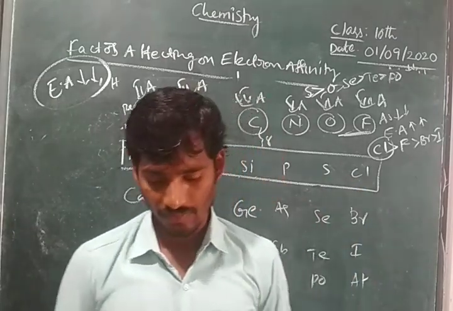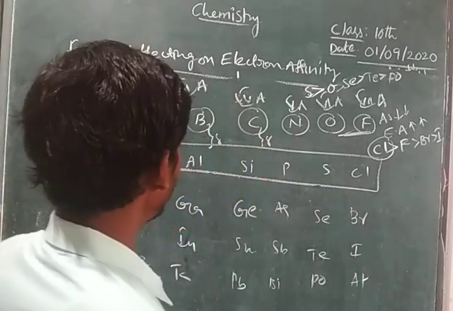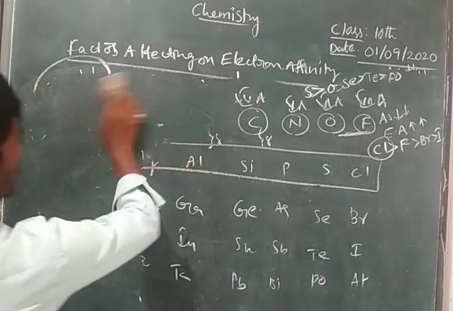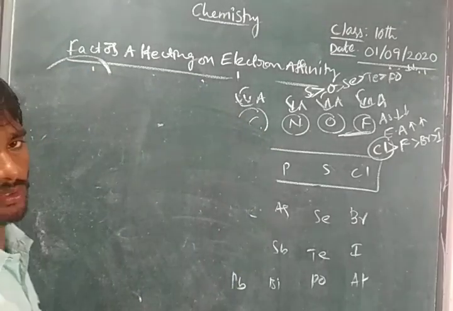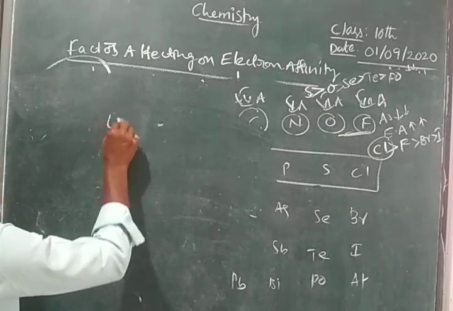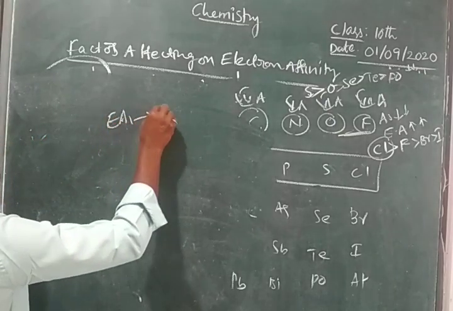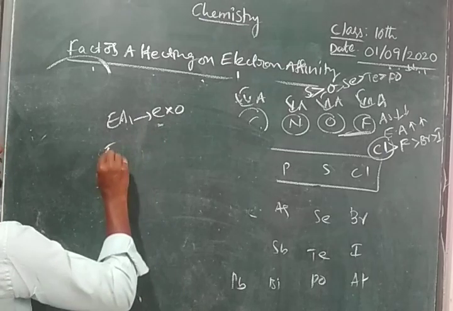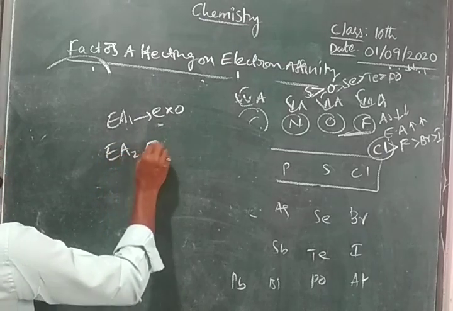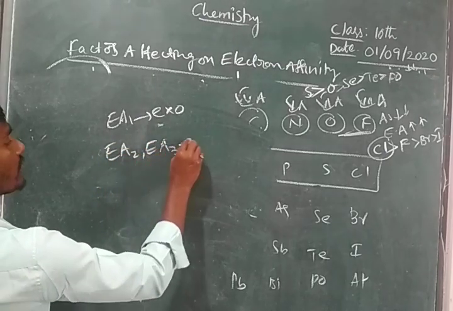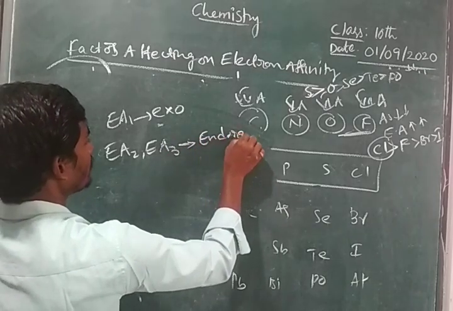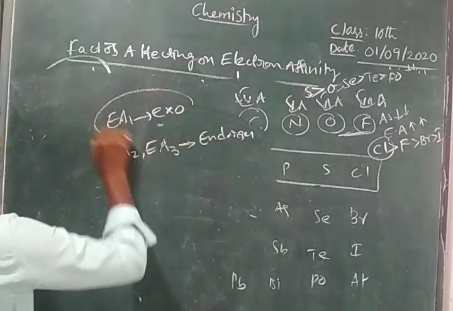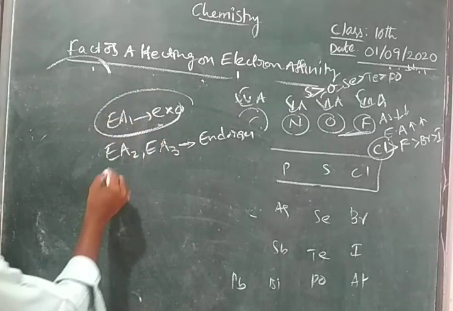And finally, in this concept we will discuss some small points, children. In case of electron affinity, EA1 values are always exothermic, but EA2 and EA3 values are endothermic. But in some cases, children, the EA1 value is also endothermic. What are those elements?